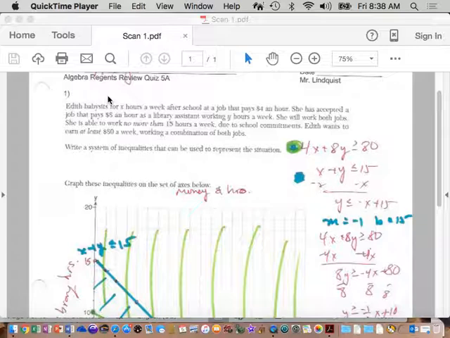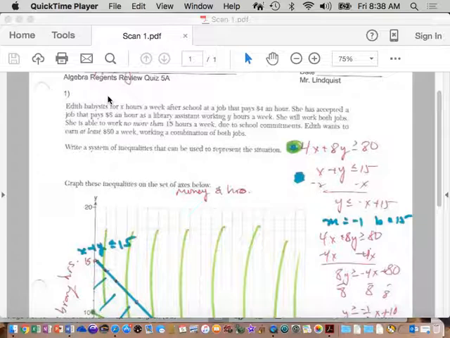Now, listen, I think that it's been a long time since we've done graphing inequalities, and it's okay. Remember, what we're looking at here is the final exam, the Regents, and we want to make sure we can do a question like this. Obviously, it was taken right off the Regents.